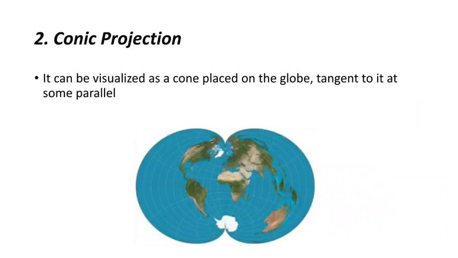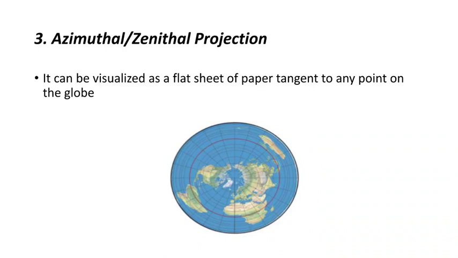Now the second type in the development surface used is conic projection. Here it can be visualized as a cone which is placed on the globe, such that the cone is tangent to the globe at some parallel line. You will get the projection in this method. This is how it looks. Conic projection can also be divided into different types, of which one particular type is shown here. But you don't need to discuss in depth each of these types of conic and cylindrical projection. You just need to know that depending on the type of developable surface, we have different types like cylindrical, conic. Then the third one is the azimuthal or zenithal projection.